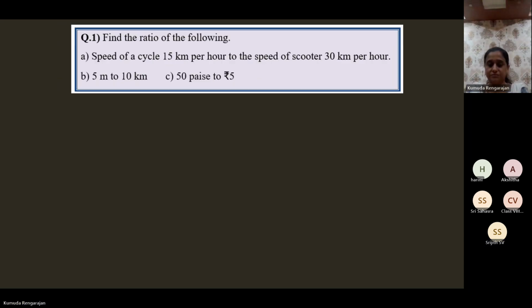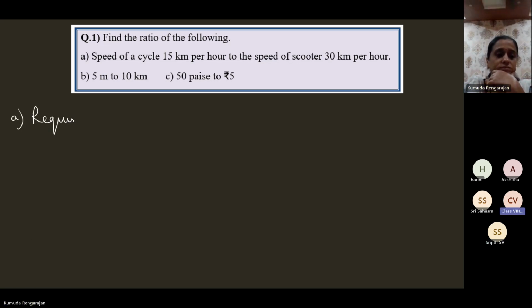Okay. Look at this one. Find the ratio of the following. Speed of a cycle, 15 kilometers per hour, to the speed of a scooter, 30 kilometers per hour. So what's the required ratio?